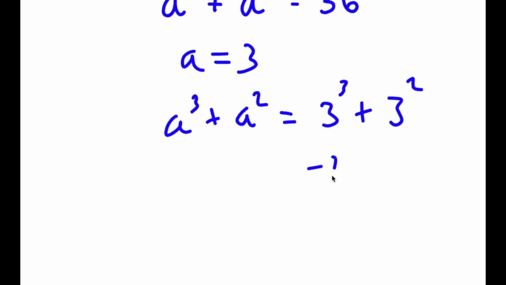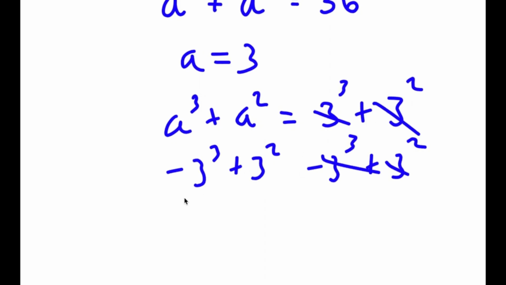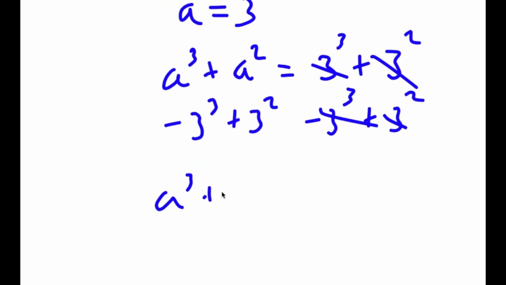So now I'm going to subtract 3 to the power of 3 plus 3 squared on both sides. So these two cancel out. And I get a to the power of 3 plus a squared minus 3 to the power of 3 minus 3 squared, sorry, is equal to 0.